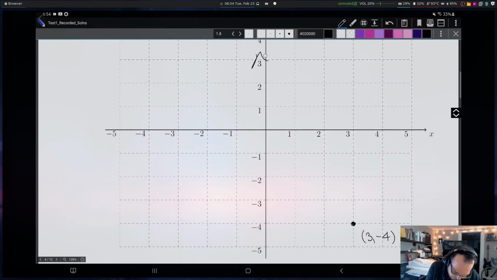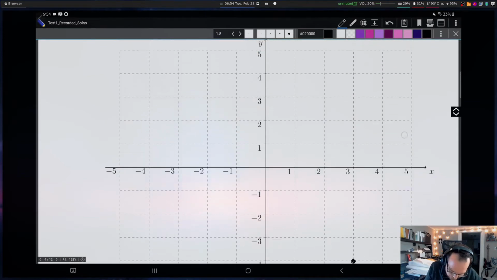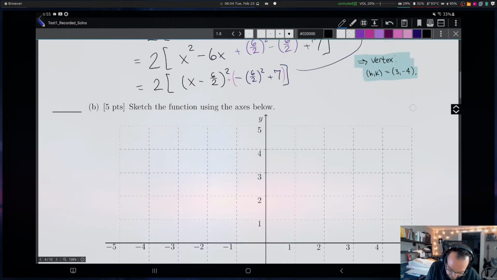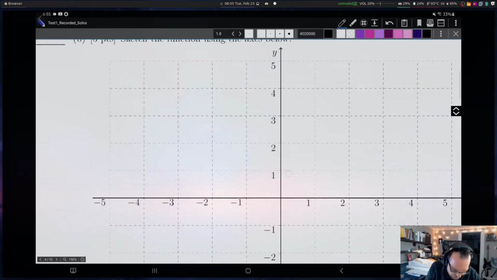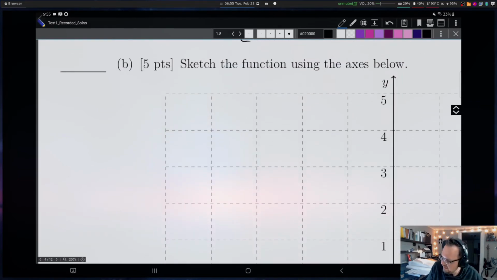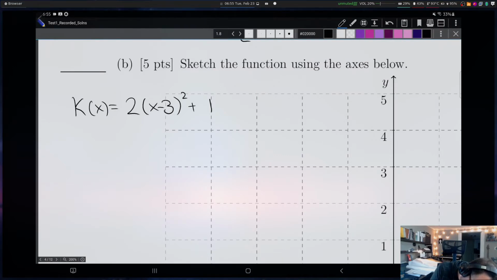But I need to be a little bit more precise and label some interesting points. And interesting here is usually something like the intercepts. So let me see if we have a little bit of scratch work over here. We had f of x equal to 2 times x minus 3 squared, minus 4.